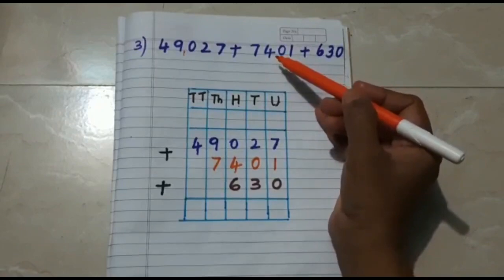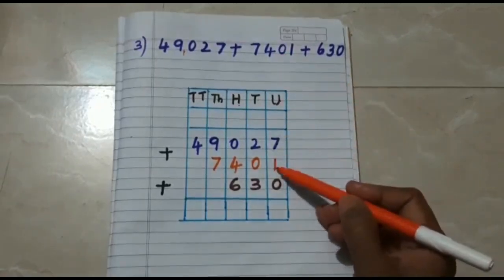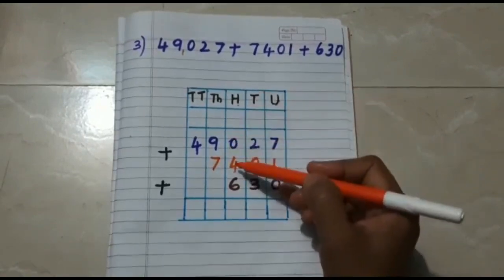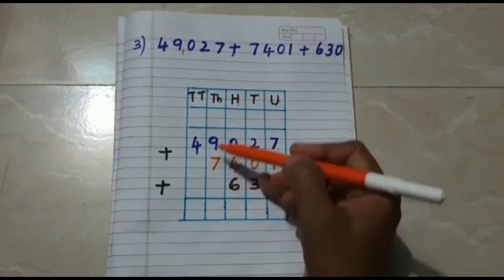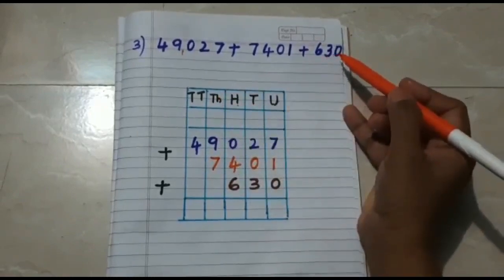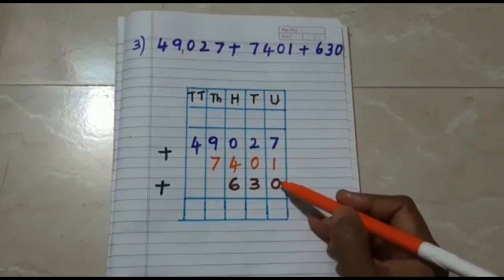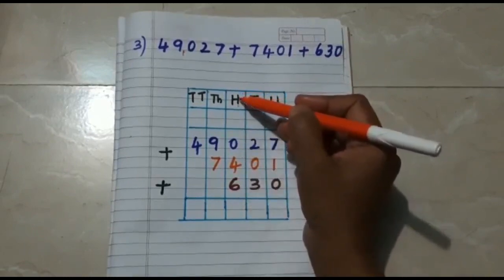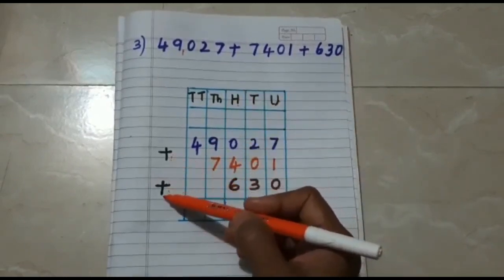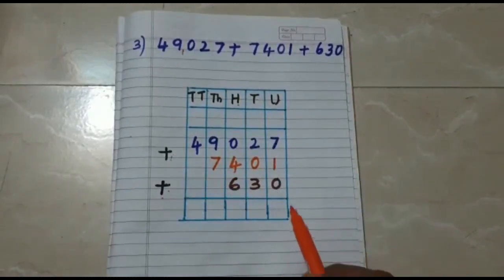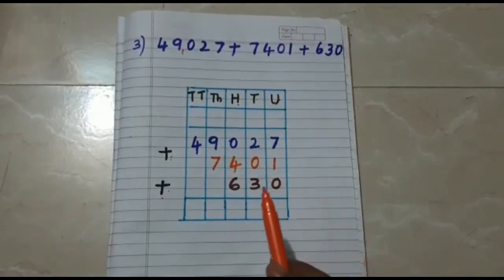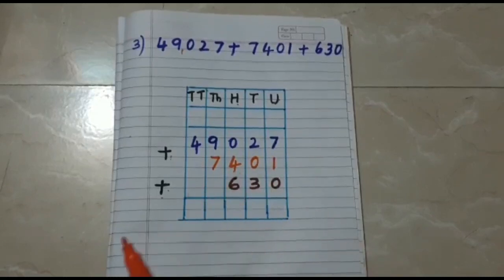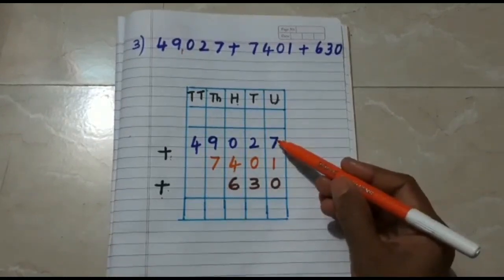And for 7,401, 1 in the units place, 0 in the tens place, 4 in the hundreds place, 7 in the thousands place. And for 630, you are going to write 0 in the units place, 3 in the tens place, 6 in the hundreds place. Don't forget to write the plus sign. Now the next thing is, children, we are going to start the addition always from the units, then move on to tens, then hundreds, then thousands, likewise. Now let us start to add.